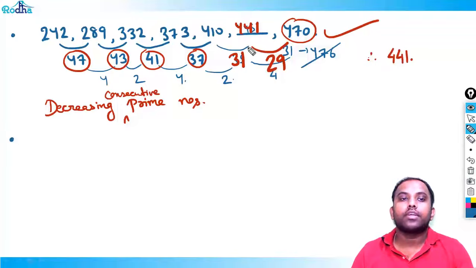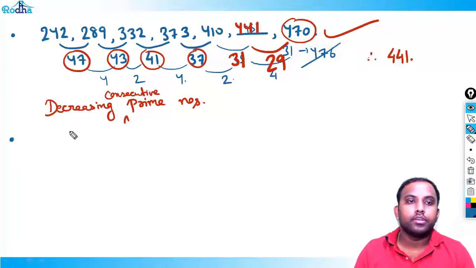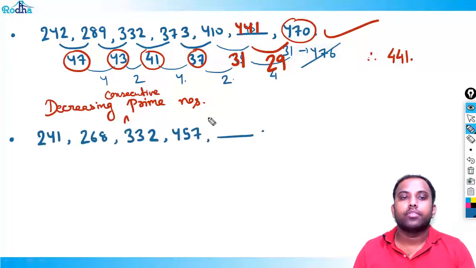This kind of series can be anything as per the examiner's wish, right? Now let's do one more problem. This is the next one: 241, 268, 332, 457. Just go by the logic here.